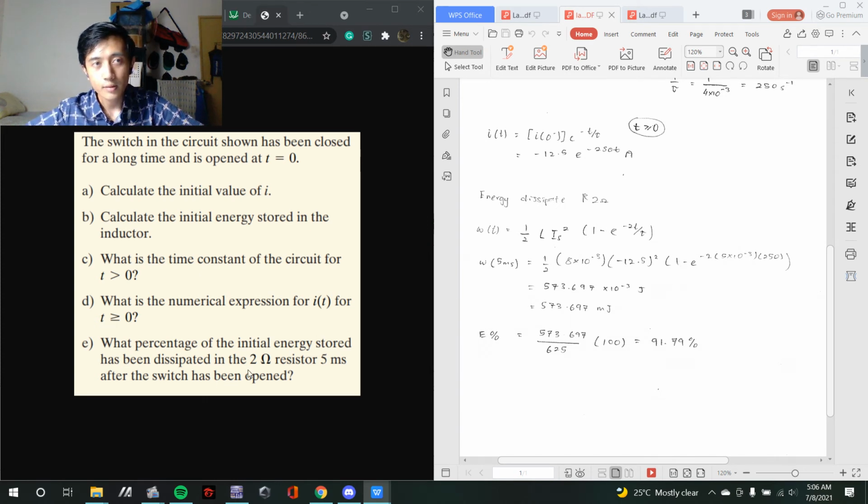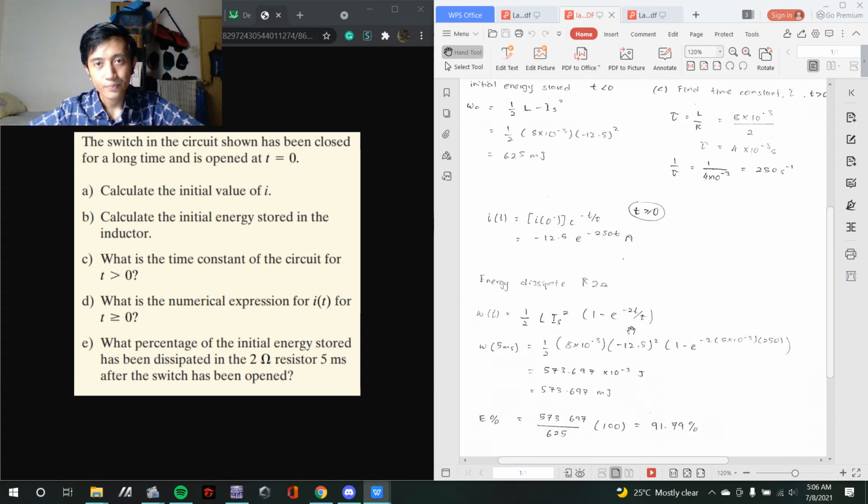It also wants the percentage of initial energy stored that has been dissipated. So we need to find the percentage, which is the energy dissipated after 5 milliseconds over the initial energy stored in the inductor times 100. Then we get the percentage as 91.79%.